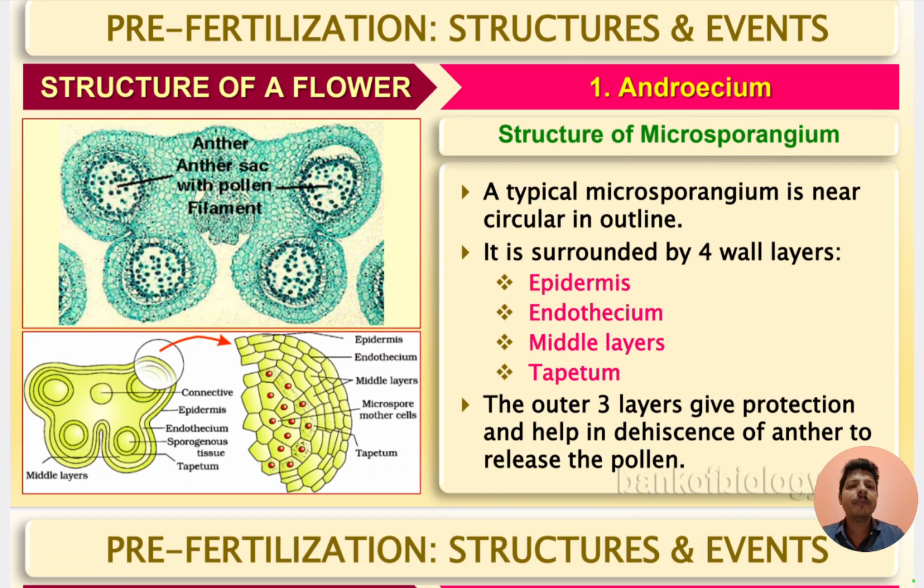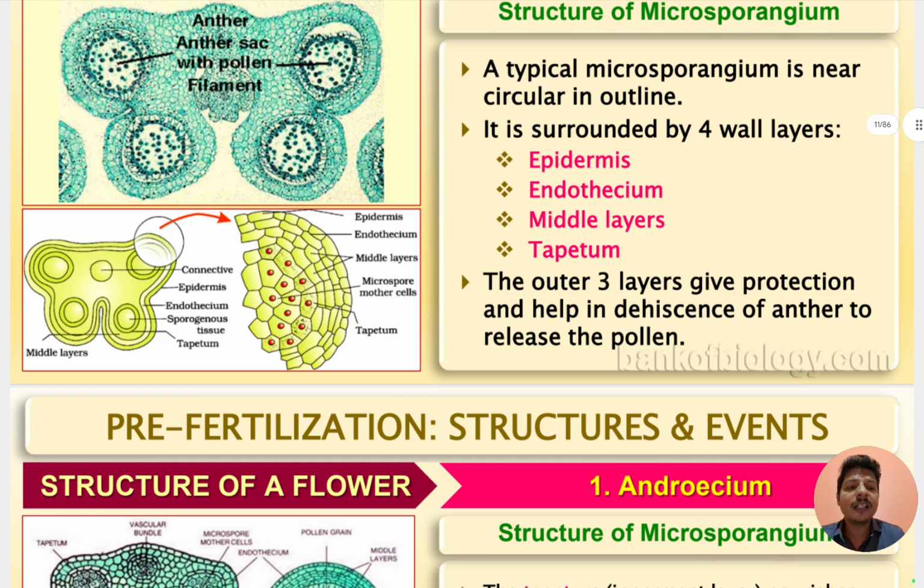Some more points about the androecium: the structure of the microsporangium. A typical microsporangium is nearly circular in outline, not a proper circle. It is surrounded by 4 wall layers: epidermis, endothecium, middle layer, and tapetum. Here you can see the outer layer, the epidermis; the endothecium; the middle layer; and the tapetum is the innermost layer.